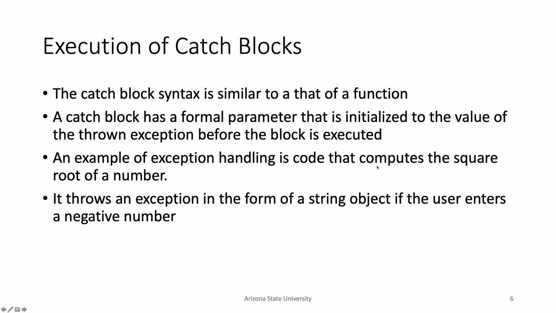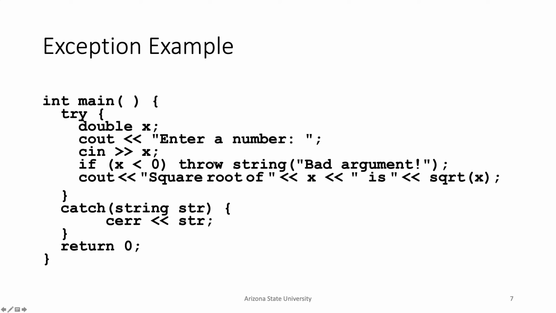An exception, of course, could be like computing the square root of a number. So like our example, if they enter an input that's less than 0, then that's not a valid input for the square root. And so therefore we could throw the error and then maybe quit the program or whatever we deem reasonable to do. So this is the example that they give.